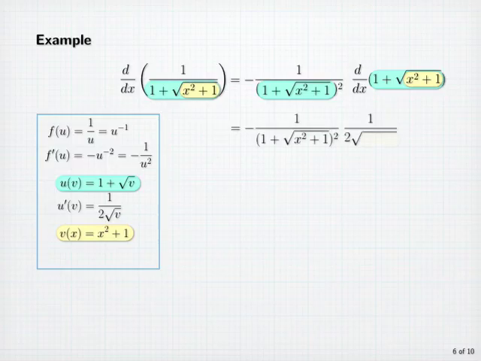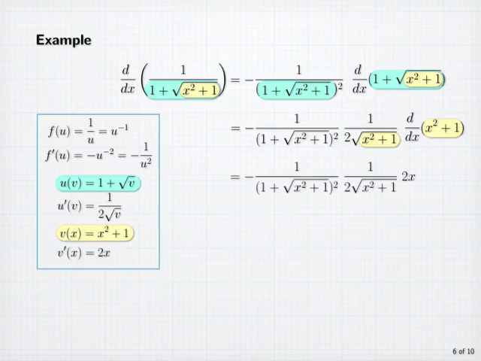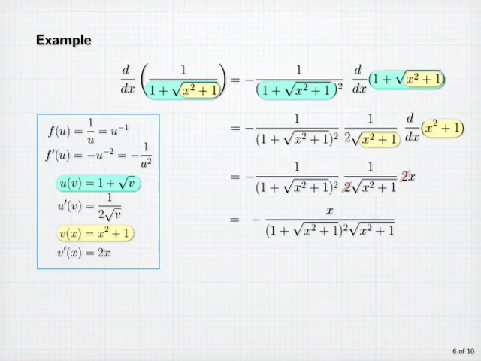So we have 1 over 2 times the square root of x squared plus 1, and we multiply by the derivative with respect to x of x squared plus 1. That's v prime of x, which is 2x. And so finally we have this product. We can cancel 2's here and write the derivative as you see it here.